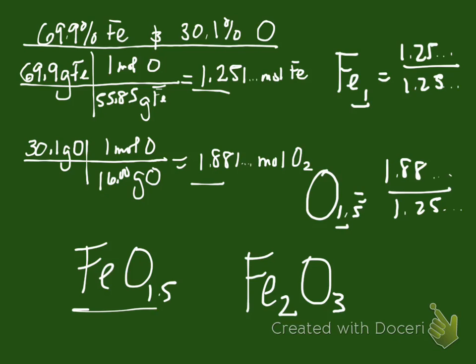Okay, so you can't have an O1.5, that's not legal. If you double them both, you get Fe2O3. And that's of course the empirical formula here. And we know that Fe2O3 is an ionic compound, so we also know that that's the formula. It's a little bit different if you're using molecular compounds, because they can have all kinds of wacky, crazy molecules.